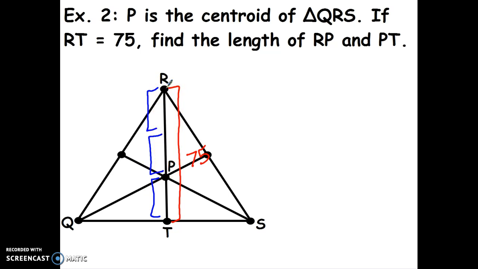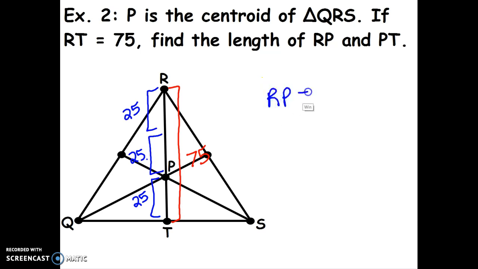Since we know the entire length is 75, and we can break this up into thirds, we want to break this 75 up into thirds. So what's 75 divided by 3? 25. So that means that 25 plus 25 plus 25 will give us 75. And now that we've broken this up into thirds, we can easily answer what we're being asked.